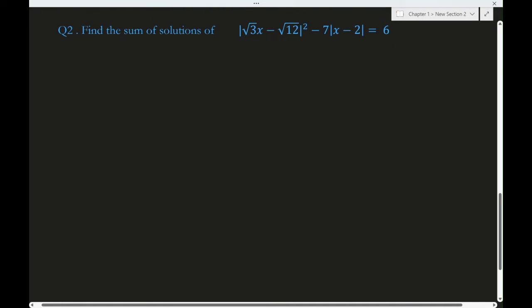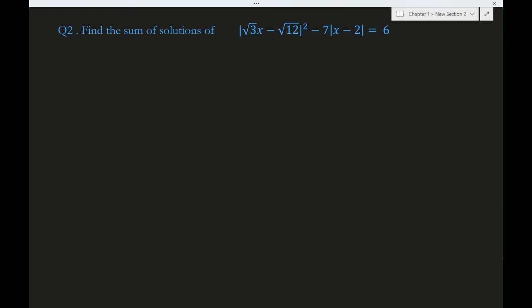The next question is this. We can rewrite this as what? We want to find the sum of the solutions of this equation. Now, if we look, we can write it as root 3x minus, for the 12, 12 is the same thing as 4 times 3. So this we can keep, square, minus 6 equals to 0.